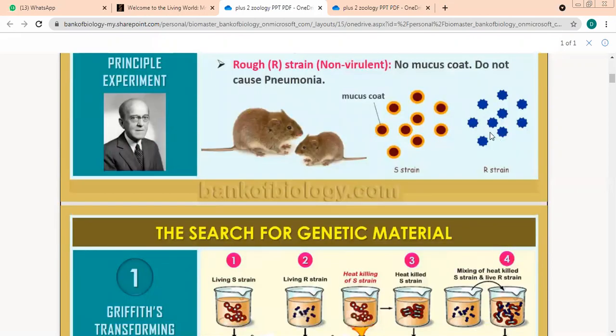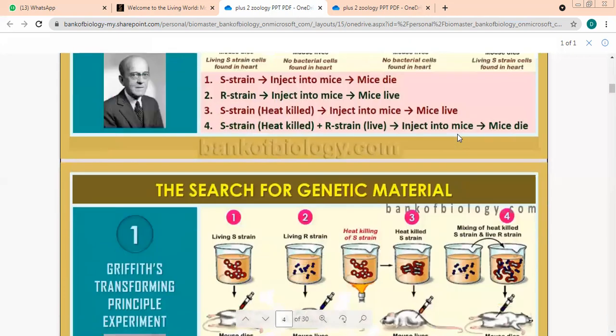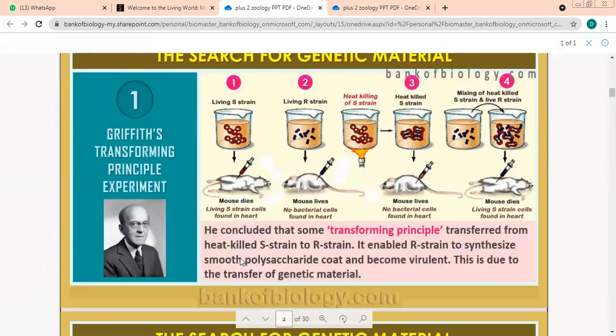Does the R strain have a mucus coating? No, ma'am. And it does not cause pneumonia. The one which has a mucus coating will cause pneumonia, and the one which does not will not. But the heat killed S strain transferred something to the R strain, and a coating of mucus formed around the R strain. That means now this can also cause pneumonia, because once we have a mucus coating, pneumonia is possible. So he said there was something transformed from the heat killed S strain to the R strain, and because of this the R strain got that coat of mucus and it became virulent.